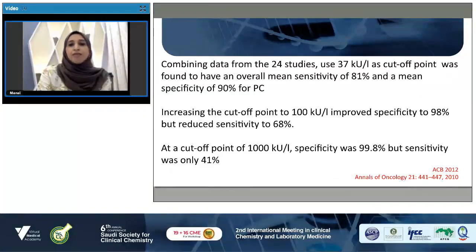There is data from 24 studies saying that using 37 as a cutoff was found to have an overall mean sensitivity of 81% with a specificity of 90%. If you increase your cutoff to 100, you improve the specificity to 98%, but you drop your sensitivity to 68%. However, if you raise your cutoff to 1,000, your specificity jumps to 99.8%, fantastic. However, you are reducing your sensitivity to 41%.